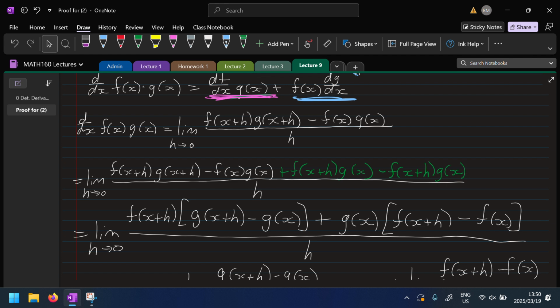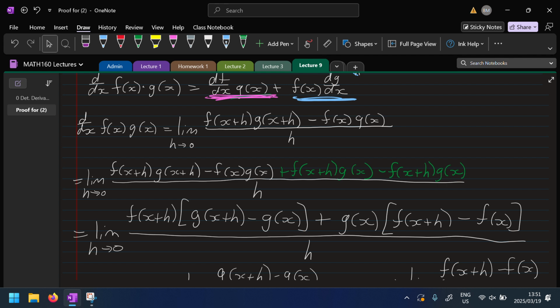Next, we need the derivative of f. What do we need to make the derivative of f? f of x plus h minus f of x. That's what we want. So let's look at the terms with f of x plus h and f of x. This one, we've used already. It's gone. That last one, we've used already. It's gone. So what do we use? The middle two. There's nothing else we can do. That is it.